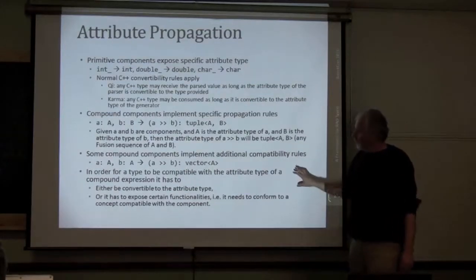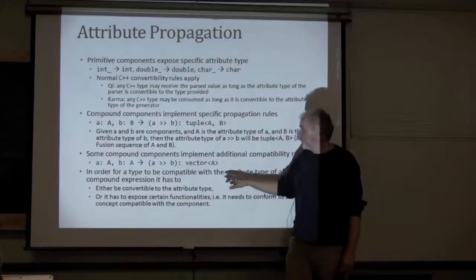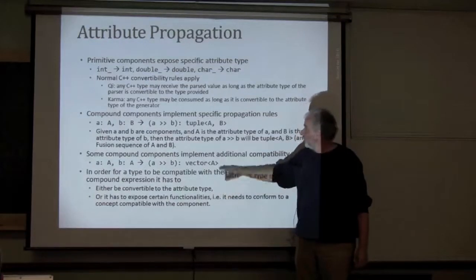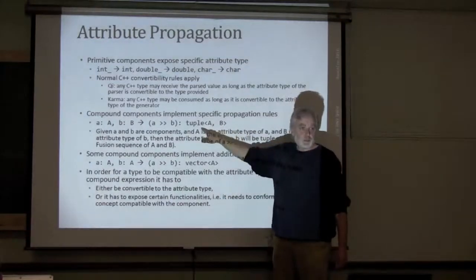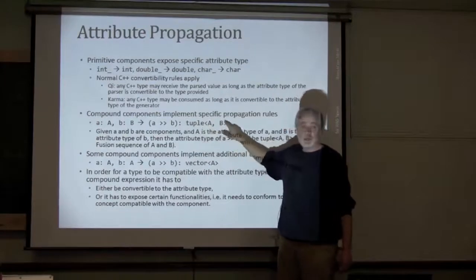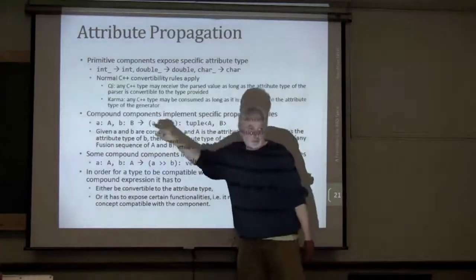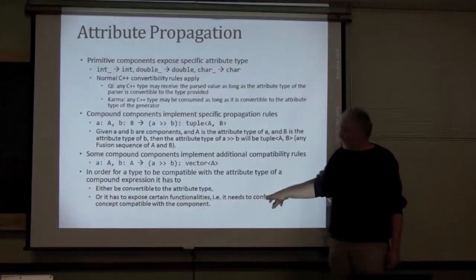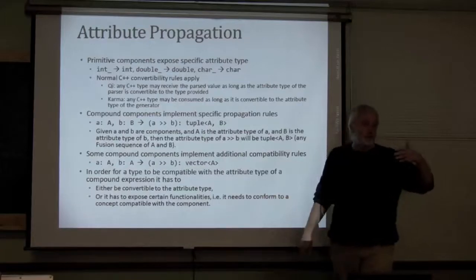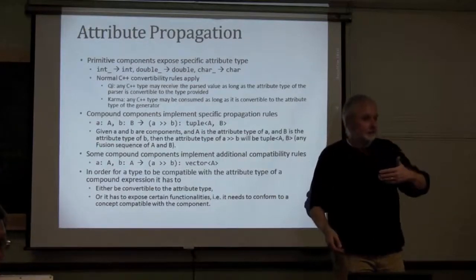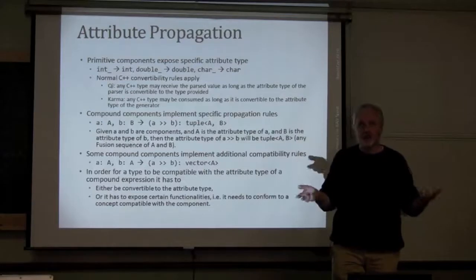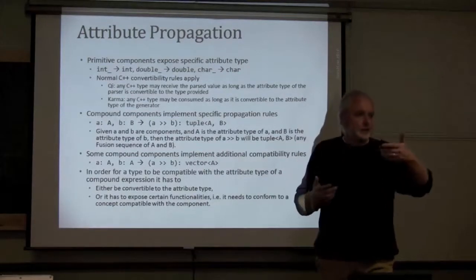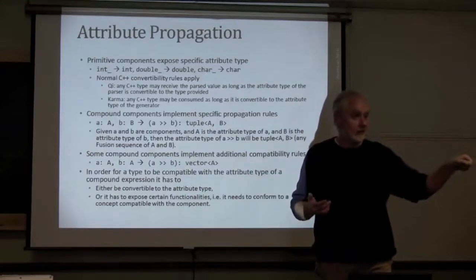The last thing, in order for a type to be compatible with the attribute type of a compound expression, it has to be convertible to the attribute type. So any fusion sequence will do. Fusion sequence of A and B will do because it's convertible to the exposed attribute, or it has to expose certain functionalities. That's what you asked. It has to have a pushback in order to be used with a clean. It has to be a pair of iterators to be used for output generation when you use a clean, and things like that.